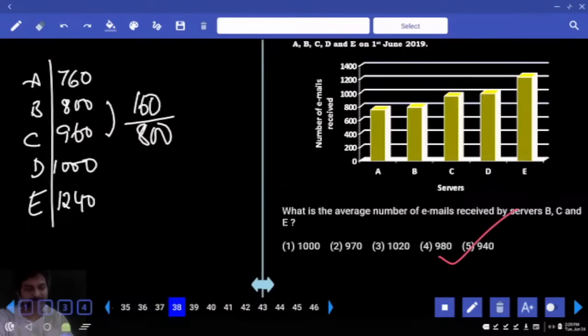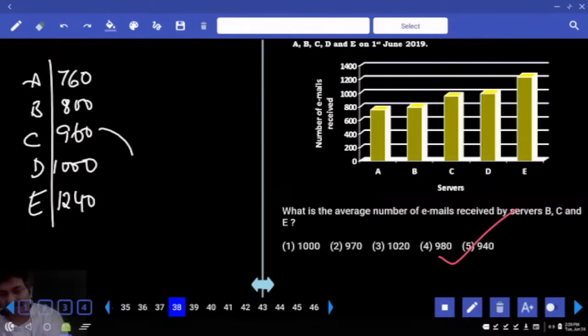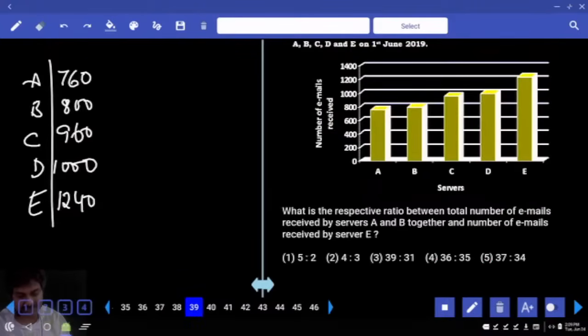What is the average number of emails received by B, C, E together? B and C and E. C plus E, 2200 plus 800, is 3000, divided by 3 gives 1000, first option.